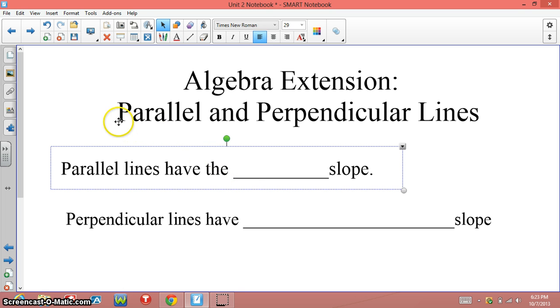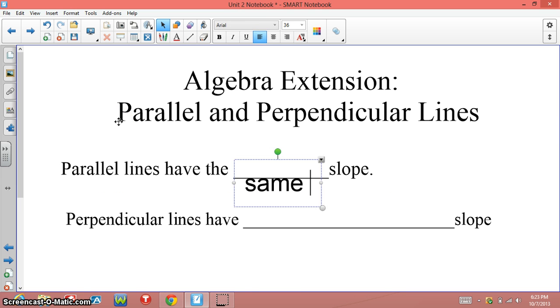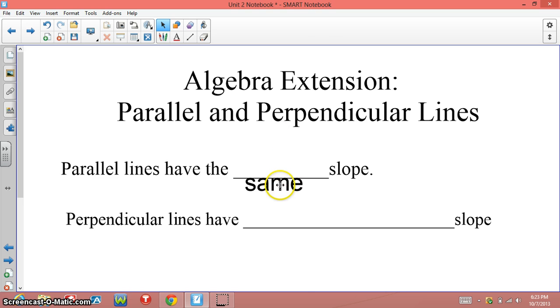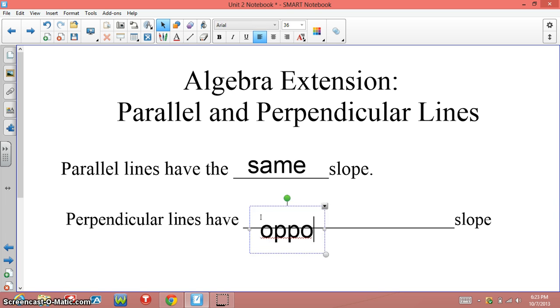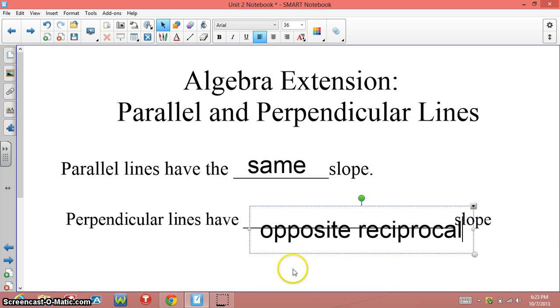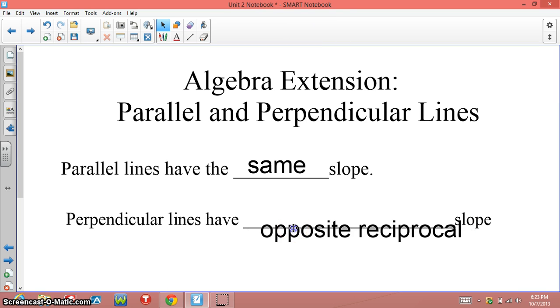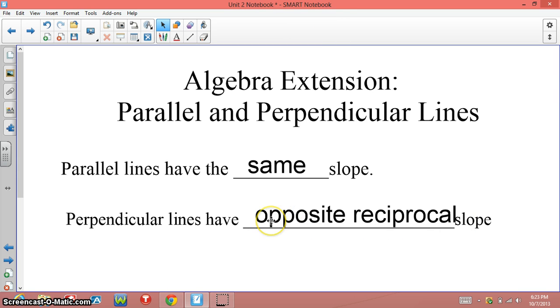Alright, so parallel lines are lines that have the same slope. Move that to where it belongs. Okay, the lines that have the same slope. Perpendicular lines have the opposite reciprocal. Okay, so those are the two types of slopes. Remember that opposite reciprocal just means that you flip and change the sign.